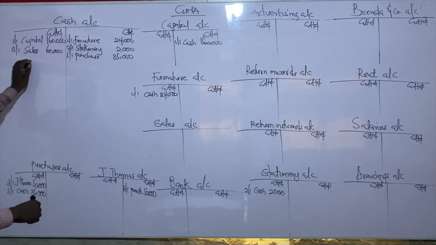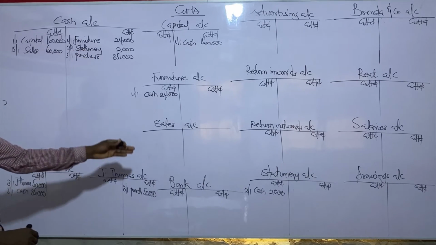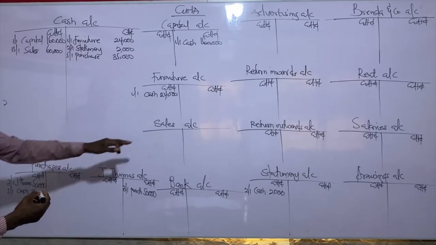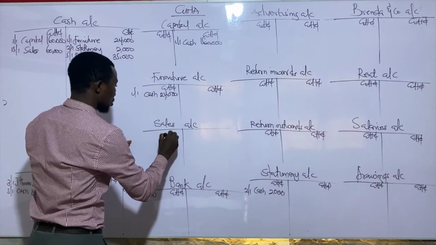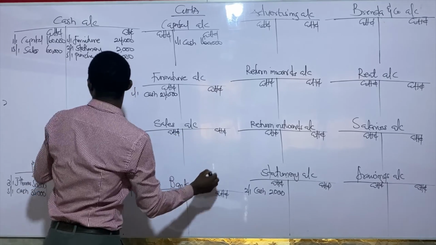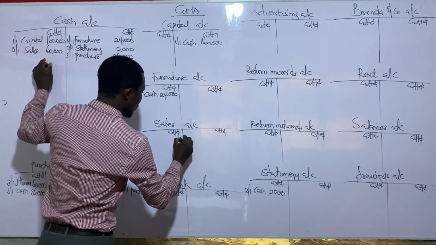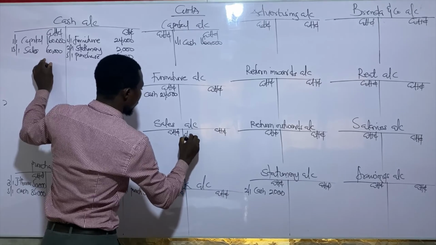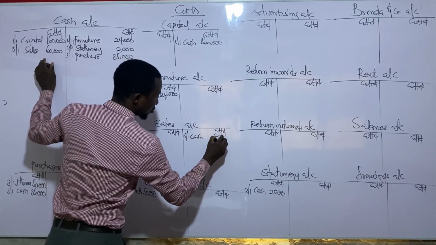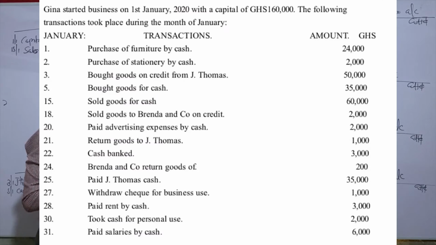It means we go to the credit side of sales account and credit it. So we look through where is sales account. Sales, we have sales account over here. Good. This time we are crediting because we debited cash account. That was on the 15th of January, and by cash it was 60,000. Good.